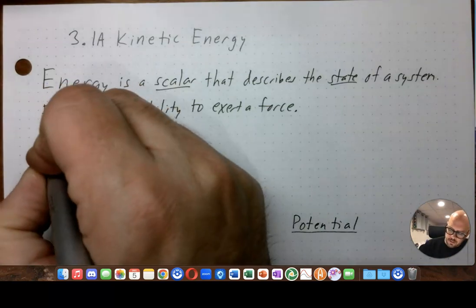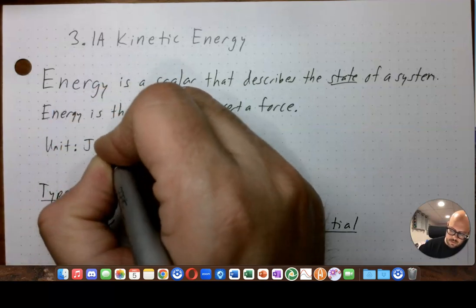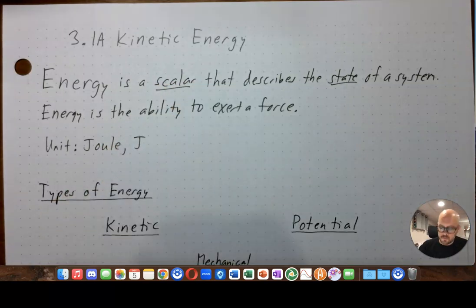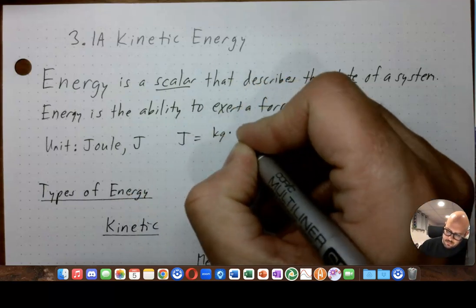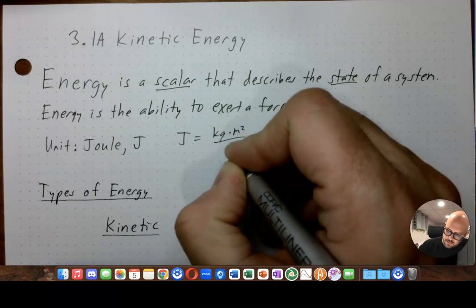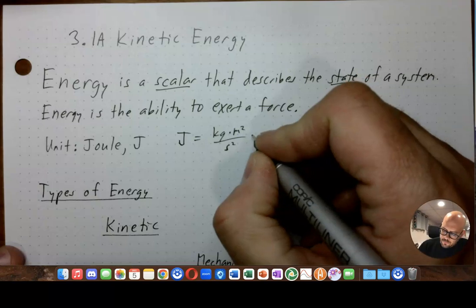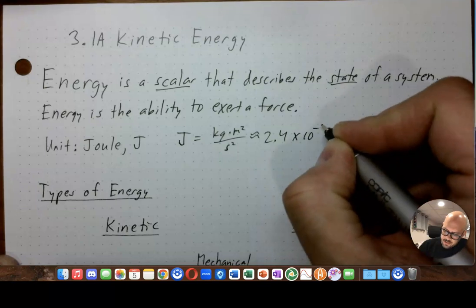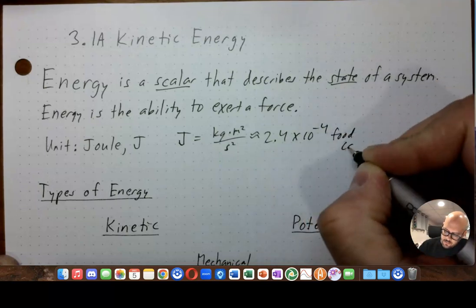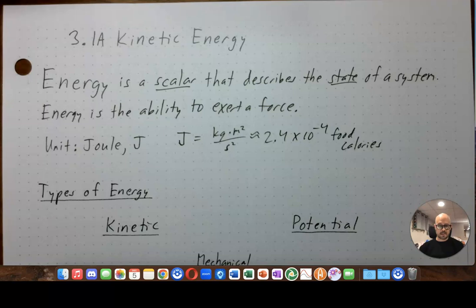The unit for energy, and it's the same for all types of energy we talk about, and even work, which we talk about later in the unit, is the joule, capital J. The joule is a derived unit, so a joule is a kilogram meter squared per second squared, which doesn't mean a lot to us, which is why making this unit up, calling it joules, makes it just easier to understand. For perspective, 1 joule is equal to 2.4 times 10 to the negative 4th food calories. So it's not a lot of energy at all. 1 joule is a tiny amount of energy.